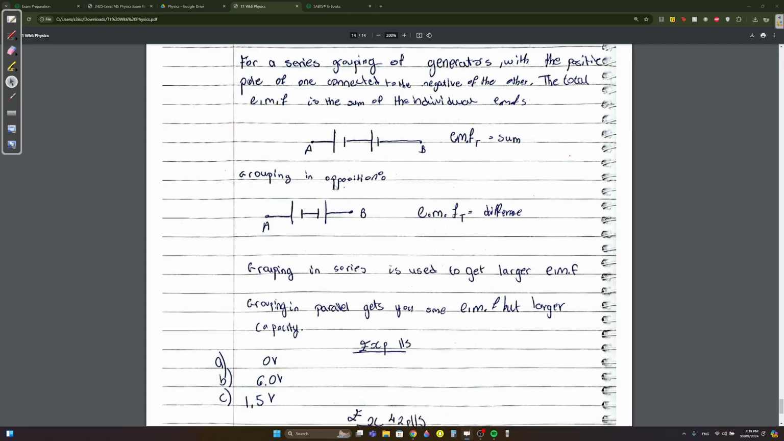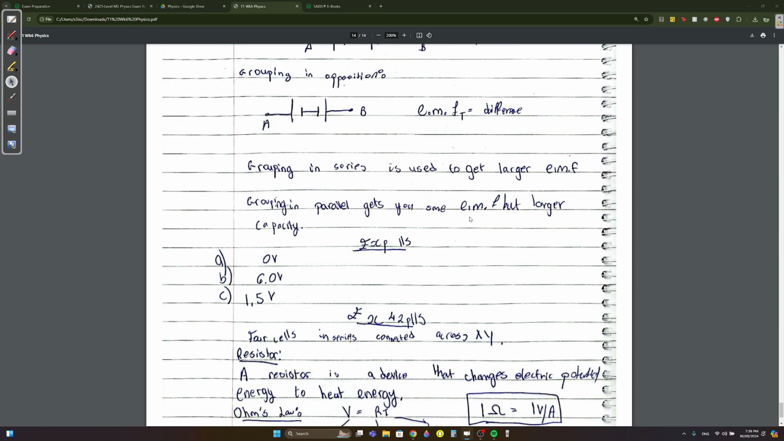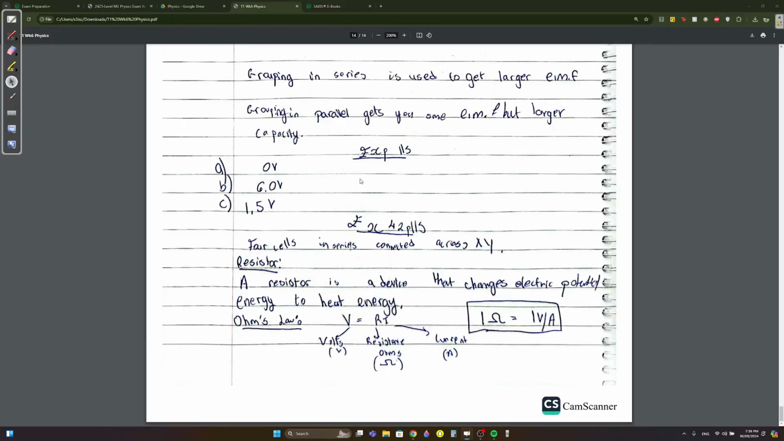Okay, it's the opposite. Grouping in series is used to get a larger electromotive force. If you group in parallel, you get the same EMF but larger capacity. What do I mean? I'll show you in the book. I'm not going to draw it now. The resistance mesh, we don't care about it.